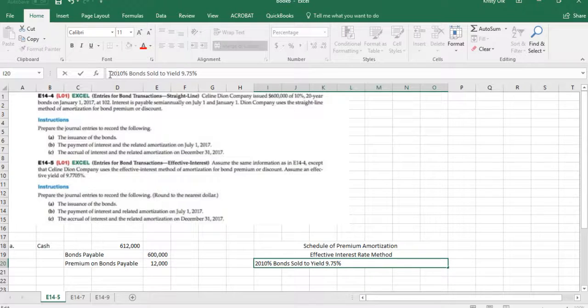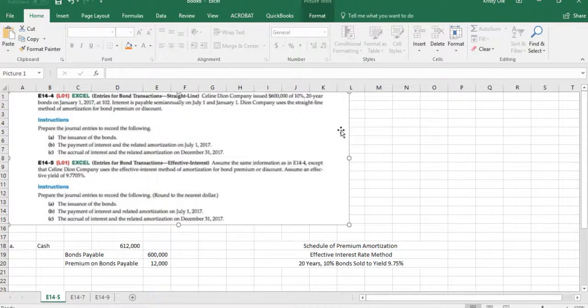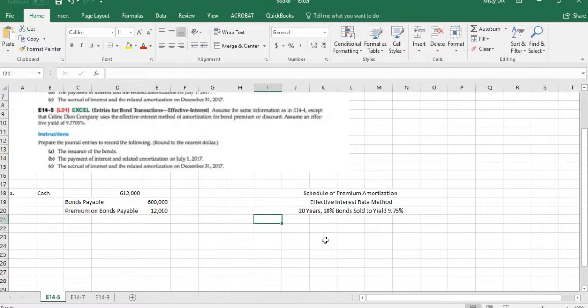And one of the factors that matters is time. So they're 20-year bonds. Yep, they're 20-year bonds. I always double check after I do all of these entries to make sure that I haven't lost my mind and that everything is correct.